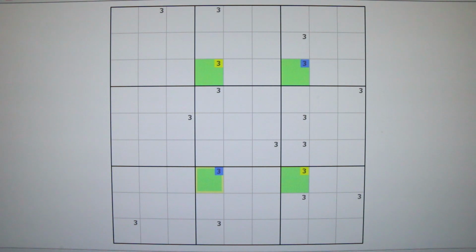You look for a rectangle or a square that contains two parallel strong links. And then if the strong links are in the rows, you make the eliminations in the columns. And if the strong links are in the columns, you make the eliminations in the rows.